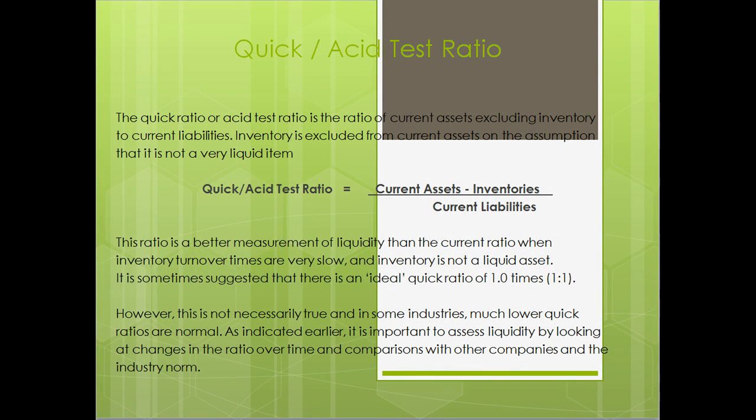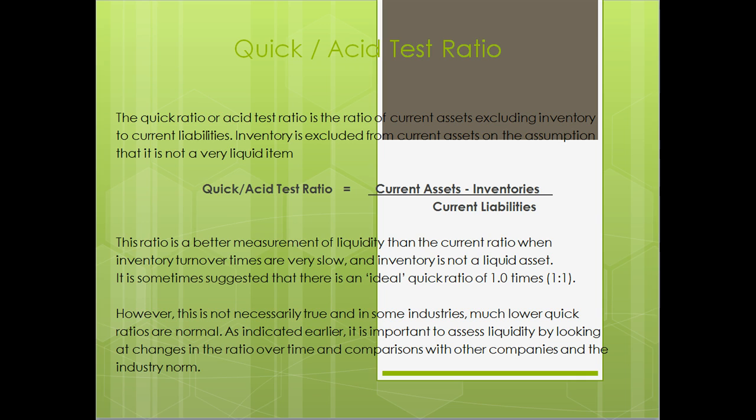Now let's discuss the second ratio, quick ratio or asset test ratio. The quick ratio or asset test ratio is the ratio of current assets excluding inventories to current liabilities. Inventory is excluded from current assets on the assumption that it is not a very liquid item. Quick ratio is equal to current assets minus inventories upon current liabilities.